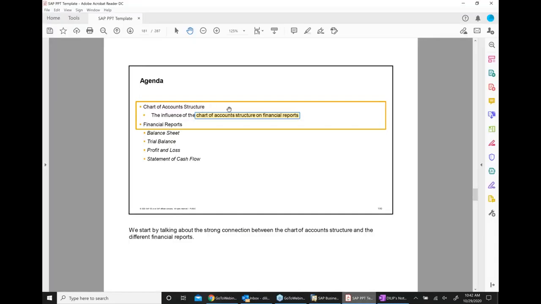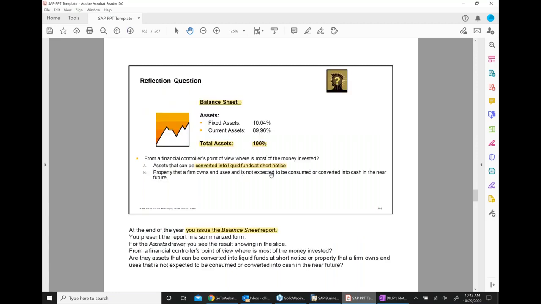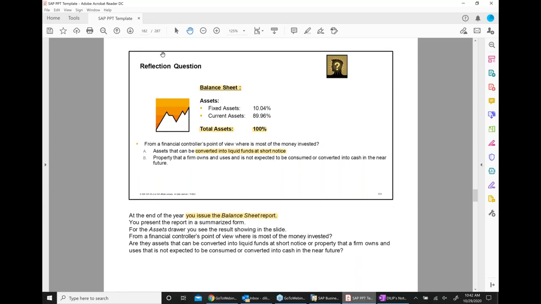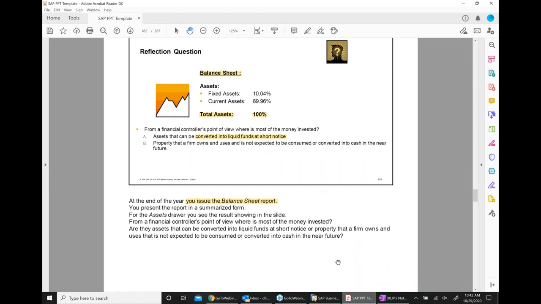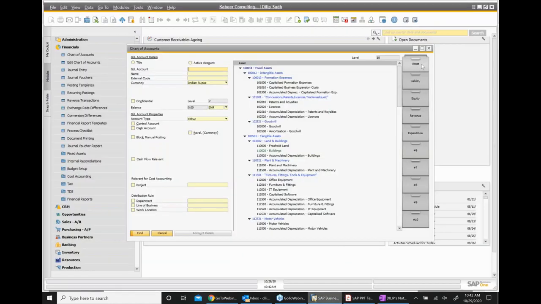And then, based upon this, there is a balance sheet, there is a trial balance, profit and loss, and there is also cash flow. Okay. So here, when we talk about the balance sheet, they have assets. So we see here the top bucket is assets.